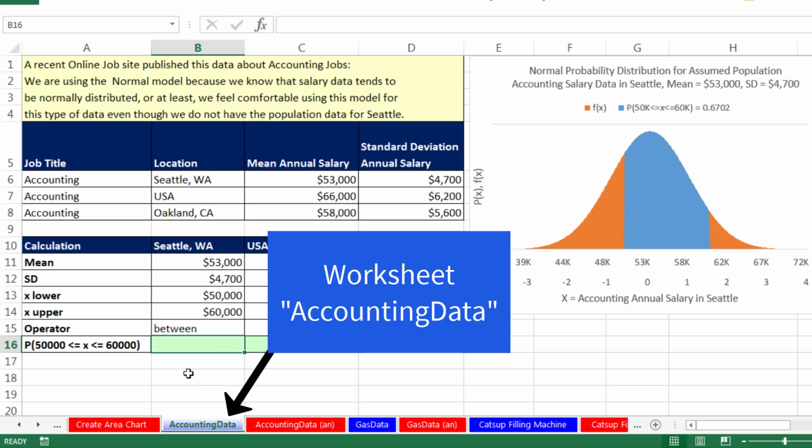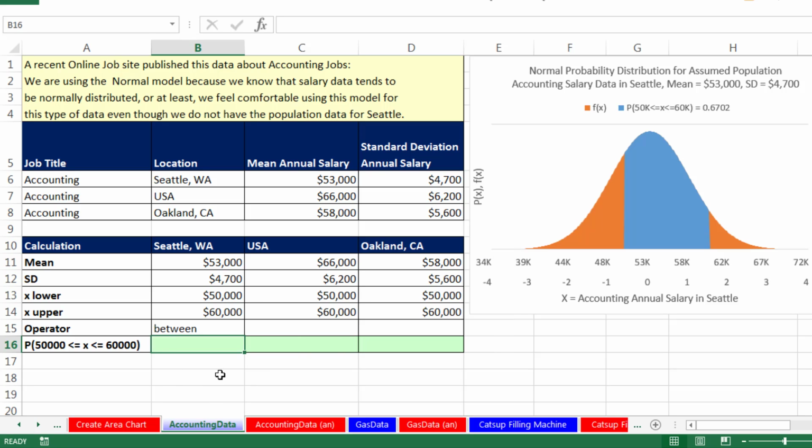Hey, we're on this sheet, accounting data, and we want to answer a number of probability questions using the NORM.DIST function. This is the normal standard curve that we've been talking about over the last few videos. And here is some data. Different accounting jobs, different cities, different mean annual salaries, and the standard deviation for each mean.